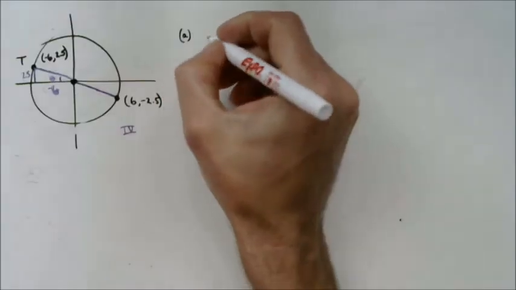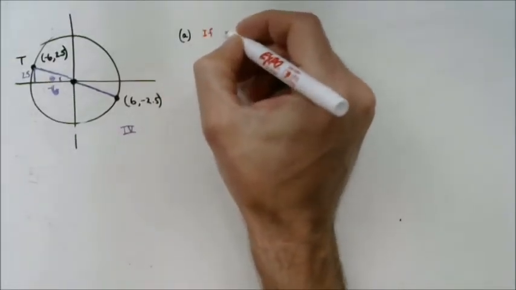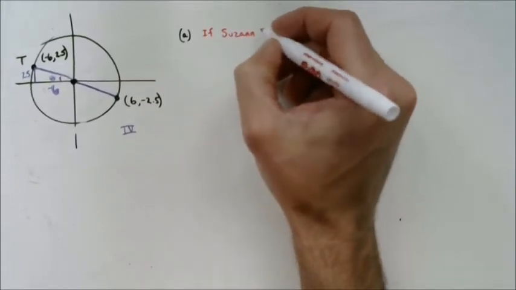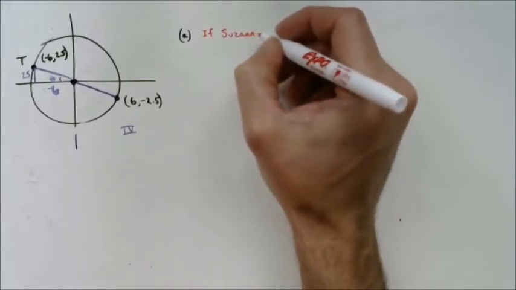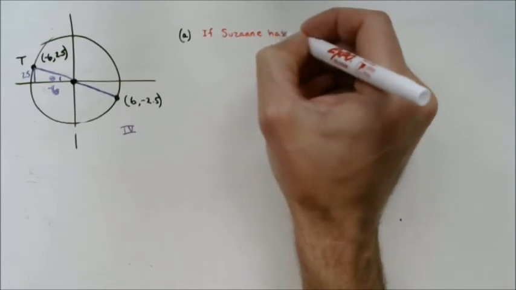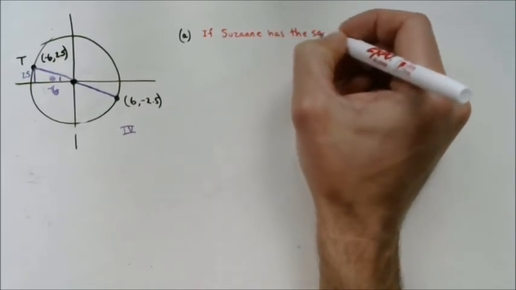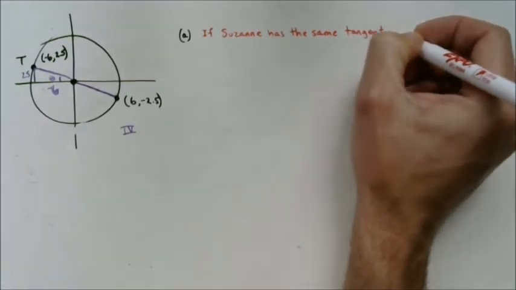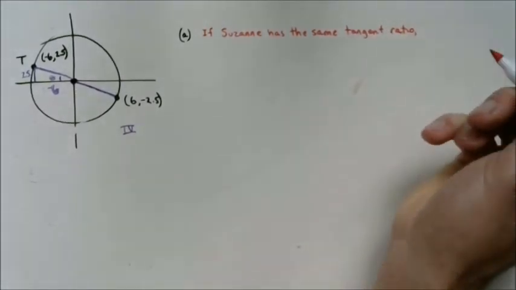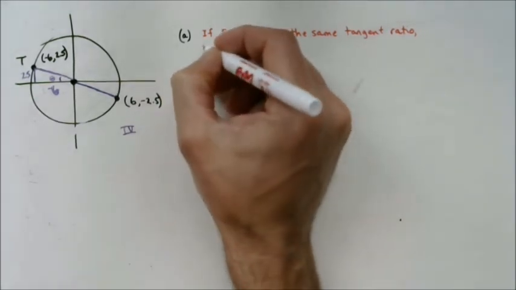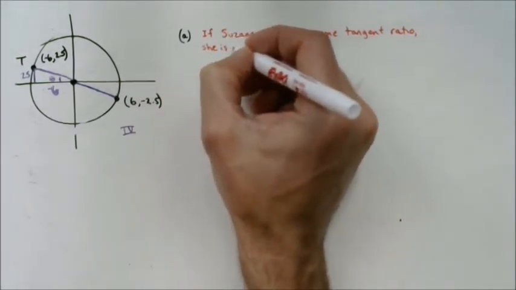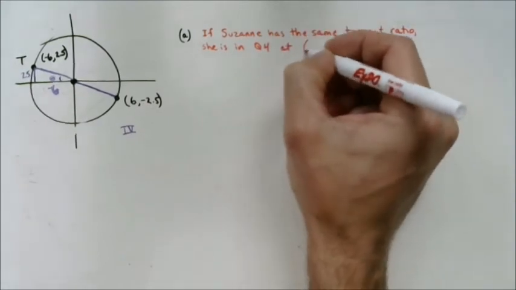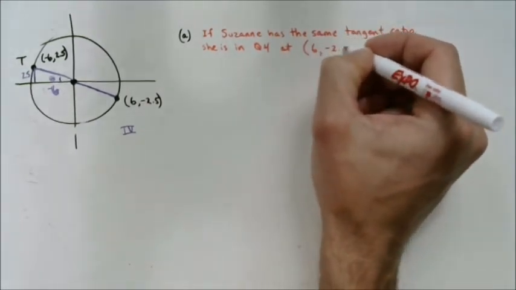It's in the fourth quadrant, and we can put a little note there. I'll change my marker because that one's wearing out. If Suzette has the same tangent ratio, she is in Q4 at (6, -2.5).